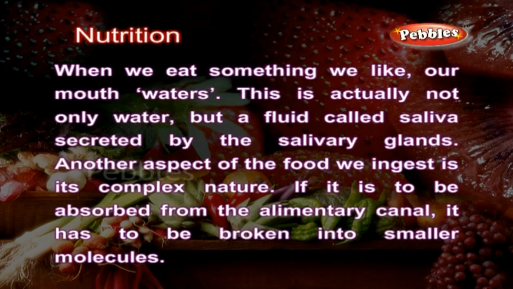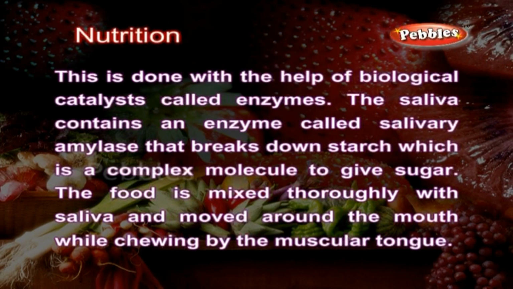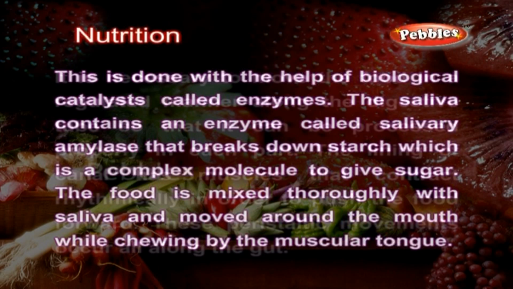Another aspect of the food we ingest is its complex nature. If it is to be absorbed from the alimentary canal, it has to be broken into smaller molecules. This is done with the help of biological catalysts called enzymes. The saliva contains an enzyme called salivary amylase that breaks down starch, which is a complex molecule, to give sugar. The food is mixed thoroughly with saliva and moved around the mouth while chewing by the muscular tongue.